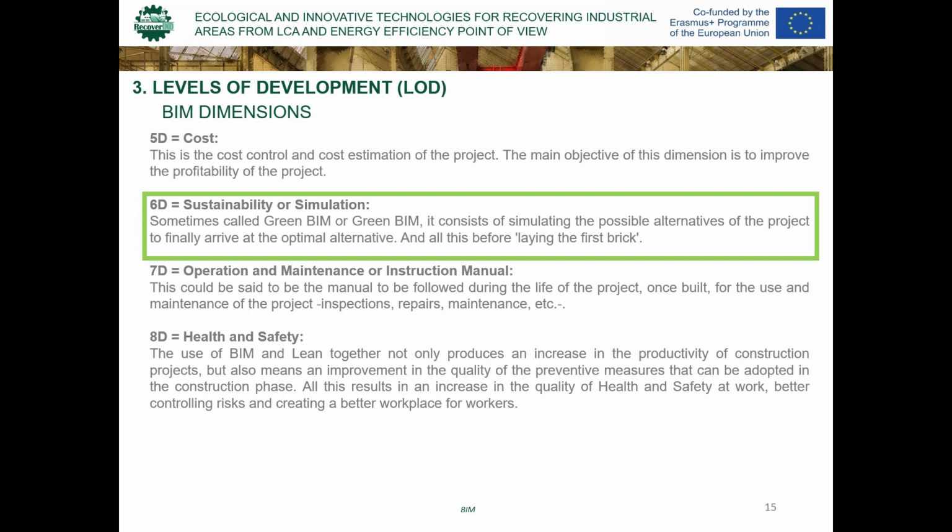6D equals sustainability or simulation. Sometimes called green BIM, it consists of simulating the possible alternatives of the project to finally arrive at the optimal alternative. And all this before laying the first brick.